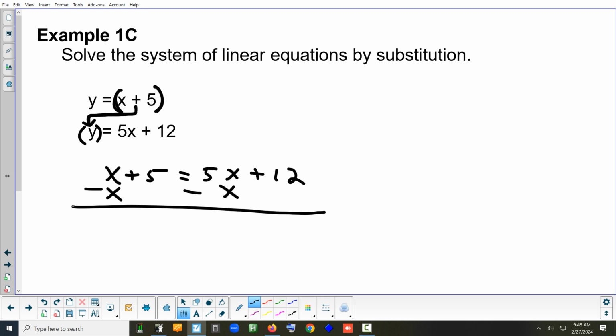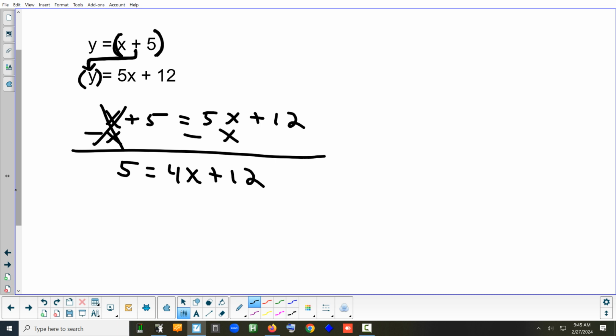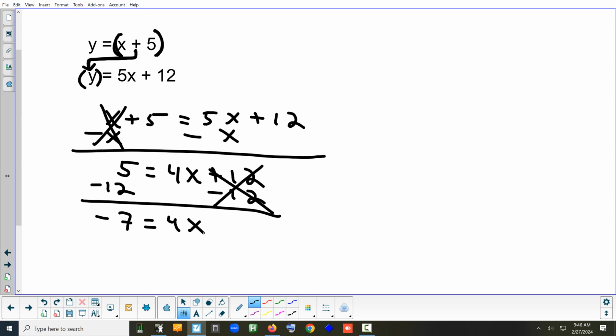What's x minus x? 0. Yeah, that's gone. So we have 5 equals, what's 5x minus 1x? 4x. So 4x. Okay. What would we do next to get the x by itself? Subtract 12 from both sides. Yep. We're going to subtract the 12 from both sides. Positive 12 minus 12, that's 0. And what's 5 minus 12? -7. Yep. So we get -7 equals 4x.